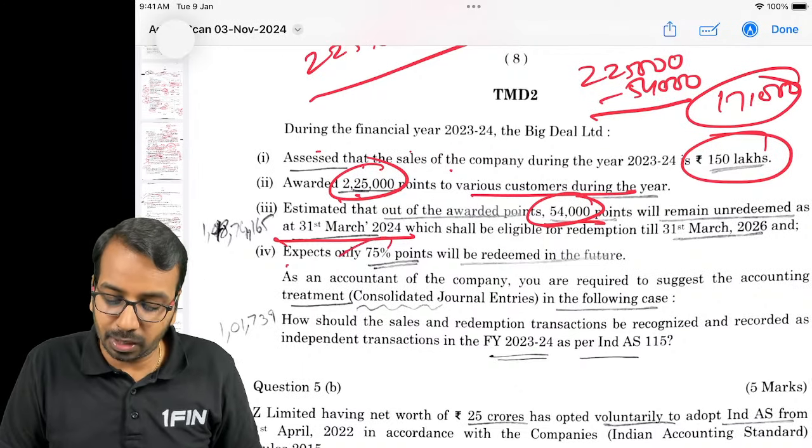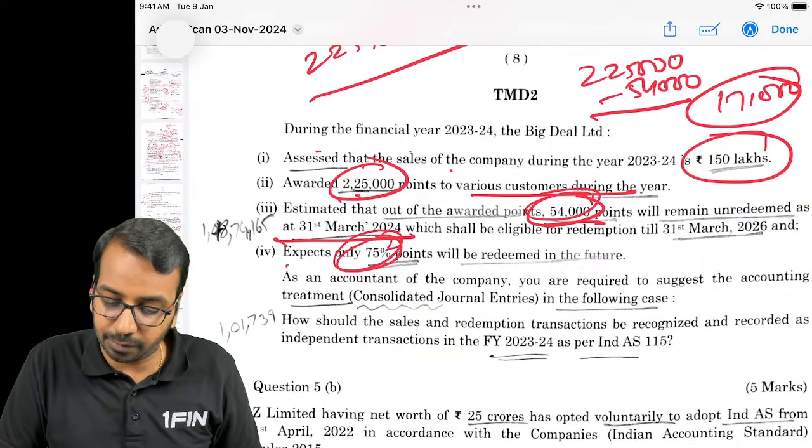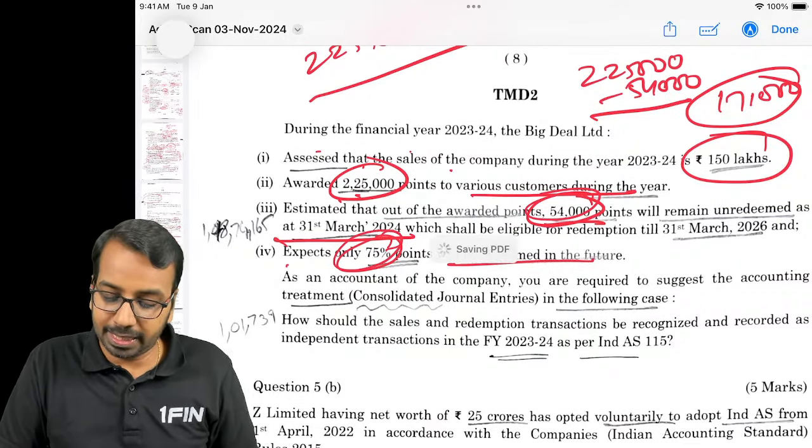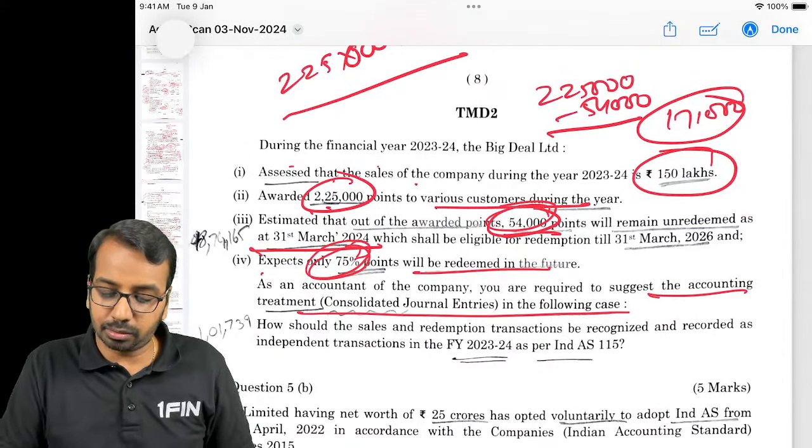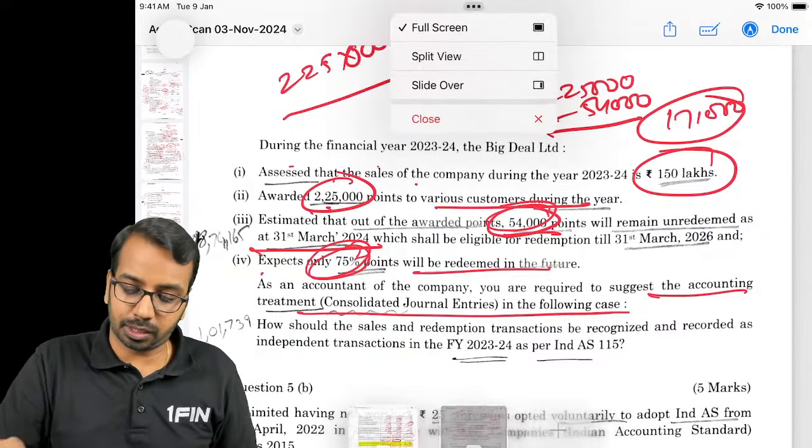Expect only 75%. So out of this 54,000, 75% will be redeemed in the future. As an accountant, you are required to state the accounting treatment and pass the consolidated journal entries in the following case. Now, let's see the solution.